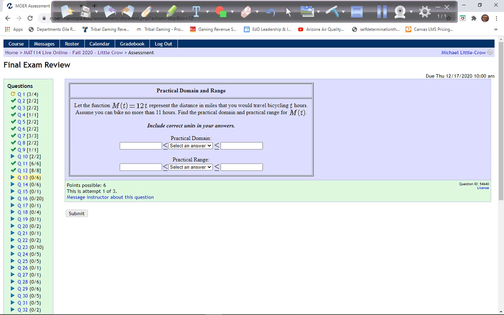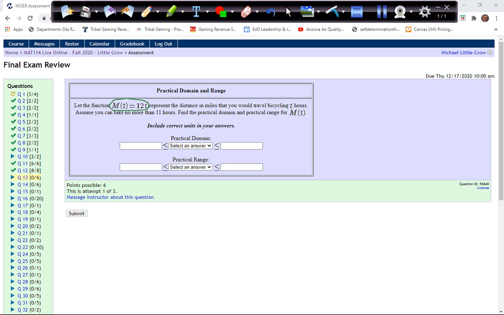13. So now let's see what we got going on here. We've got a practical domain question, practical range. Remember, we kind of got to understand the story. So we've got a function. This tells us what's going on. We're taking 12 times t. It's distance in miles that we would travel bicycling t hours. Assume you can bike no more than 11 hours. Get too tired. I can't make it 11 hours, but find the practical domain and practical range.